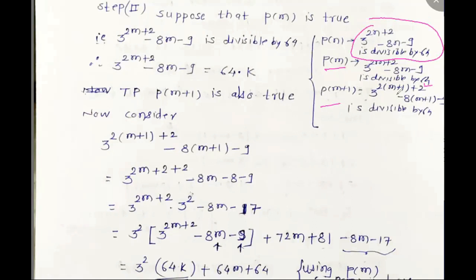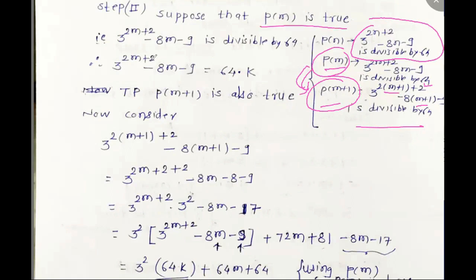We are replacing n by m plus 1. So 8n means 8 into m plus 1, and 3 raised to twice n means 3 raised to twice m plus 1 plus 2, minus 9. So this is divisible by 64. This is the statement P of m plus 1, and this is the statement P of m. So we show that P of m implies P of m plus 1.